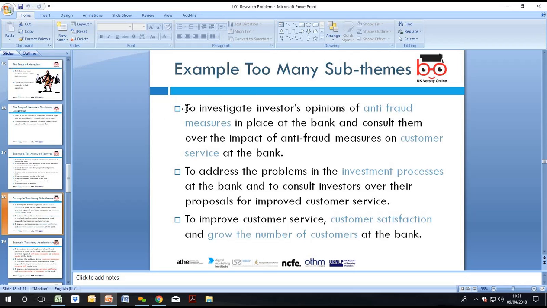A sub-theme: investigating opinions of anti-fraud measures in place at the bank and consulting over the impact of anti-fraud measures on customer service at the bank. It's too big. There's too much to it. Yeah, it'll create too much work.